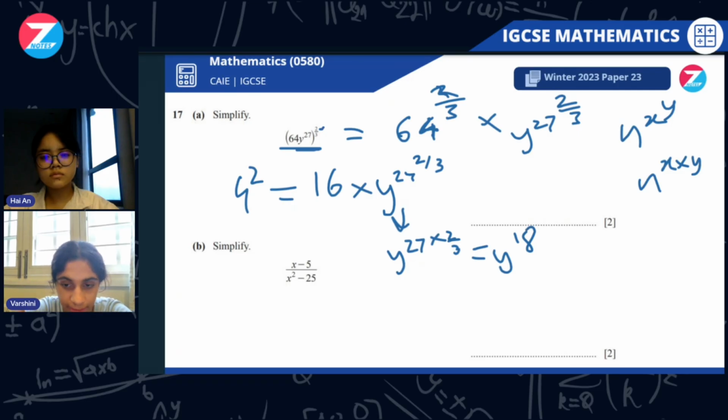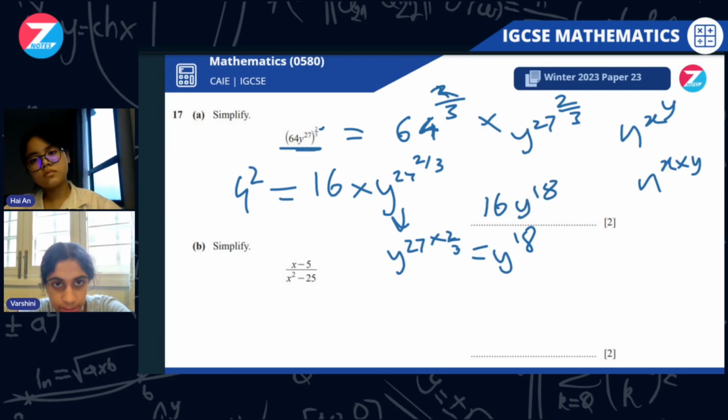So now that we have our final thing, let's rewrite it. So we know it's 16y to the power times y to the power 18, which is the same as 16y to the power 18.